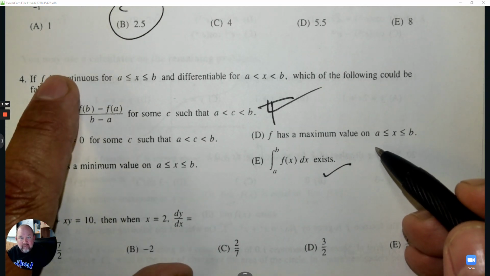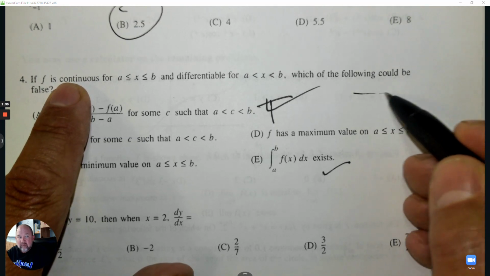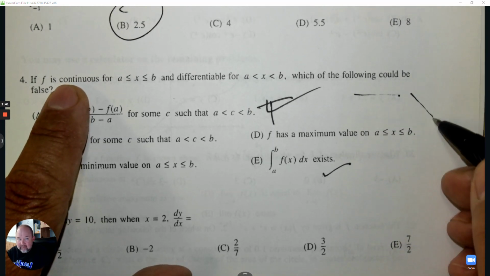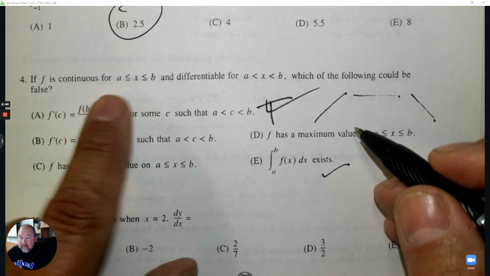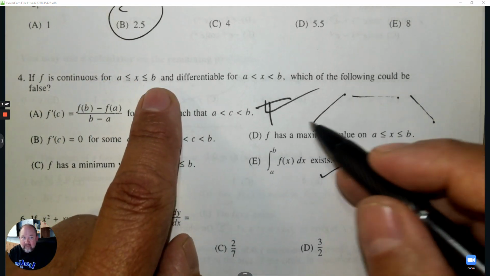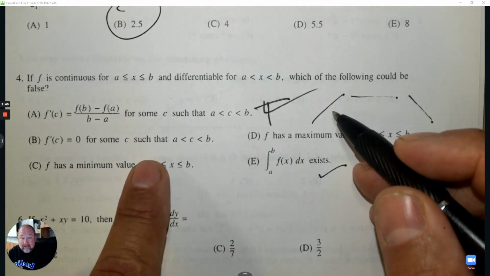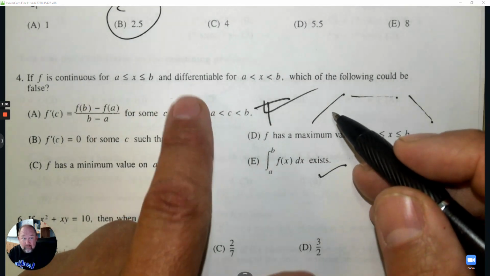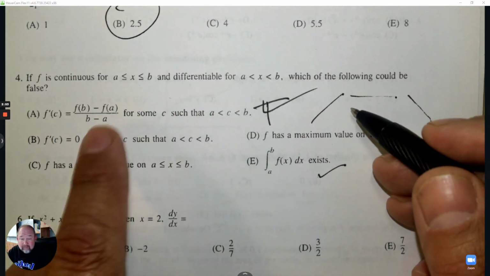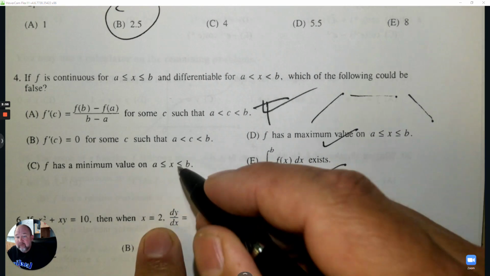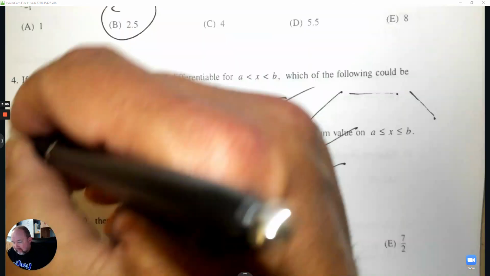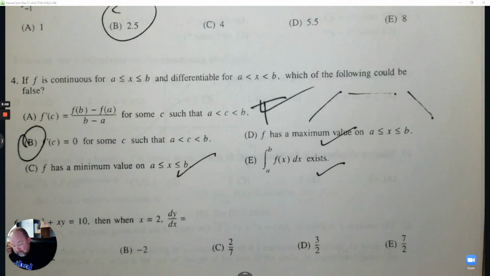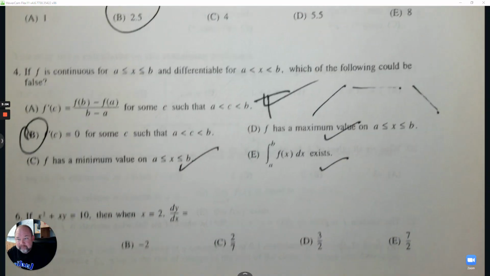So if something is continuous, it's either going to look like this, or it could look like this, or it could look like this. But somewhere, if you have endpoints and something is drawn, there's going to be a maximum and minimum value if it's continuous. If there's a hole at the ends, then no. But if it's continuous, yes. So there's some maximum value, there's some minimum value. The only thing we don't know is if there's a turning point. That's what this is. So this one may be false. The rest may be true.